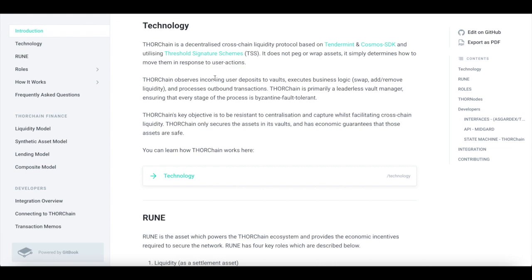Now, THORChain observes incoming user deposits to vaults, executes business logic, swaps, adds or removes liquidity, and processes outbound transactions. So THORChain is primarily leaderless vault management, ensuring that every stage of the process is Byzantine fault tolerant. Now, about the objective of THORChain. THORChain's key objective is to be resistant to centralization and capture whilst facilitating cross-chain liquidity. THORChain only secures the assets in its vaults and has economic guarantees that those assets are safe.